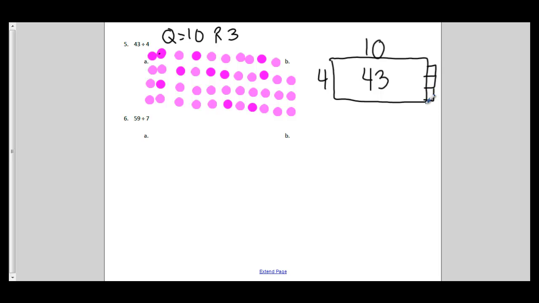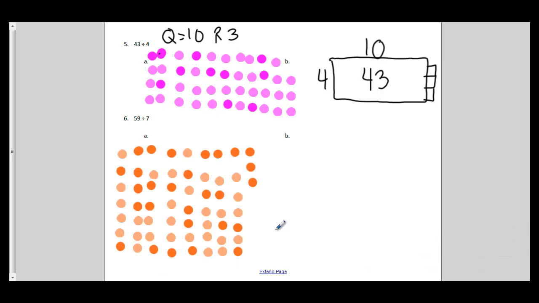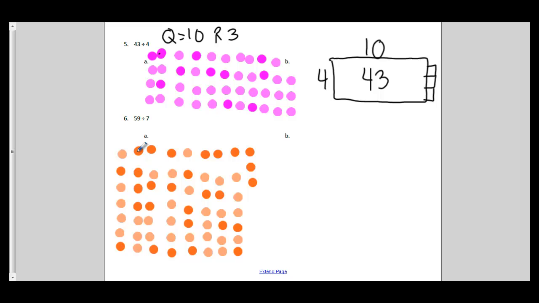All right, if you have not attempted to do any of these by yourself, I hope that you will attempt to do number 6 by yourself. I'm going to pause the video and draw my array. Okay, so mine's not exactly the neatest. I hope that yours can be nice, have nice even rows. But if you will take a look, you can still see where my groups of 7 are. 1, 2, 3, 4, 5, 6, 7, 8 groups of 7.